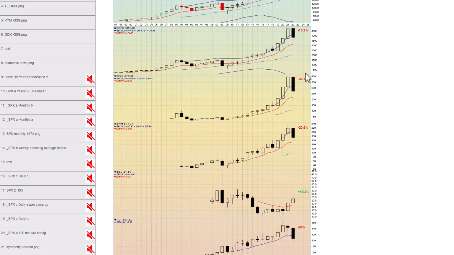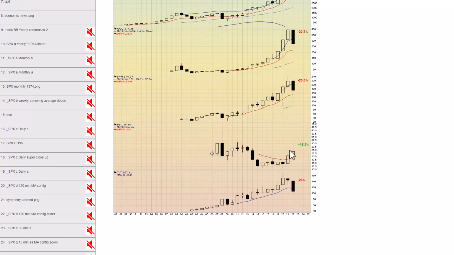Again, off the lows. The triple Qs, Nasdaq, down almost 31%. Remember, that's doing the worst. That's those growth stocks. Small caps down 20.5%. Commodities, well off the highs. They were up over 30% at one point. They're still up 16.3%, so they're up this year. And TLT 20-year bonds still down 26%. They were down 37% at one point. They were a really good buy about 5 weeks ago, but they're still down 26% for the year.